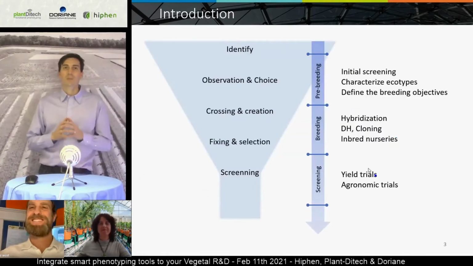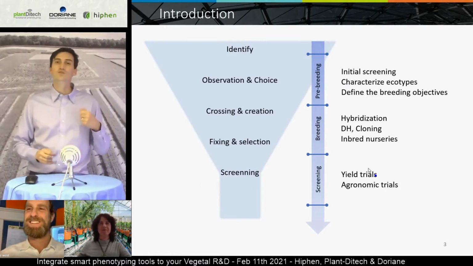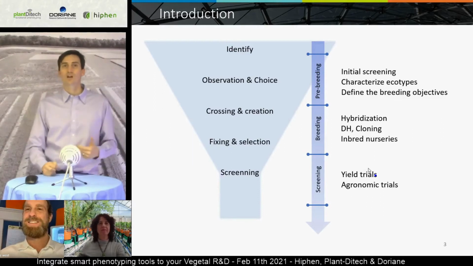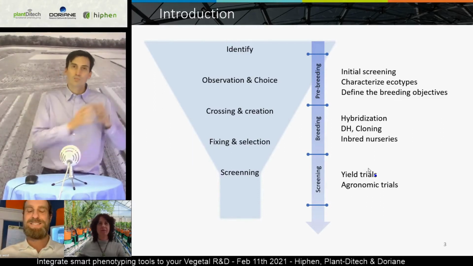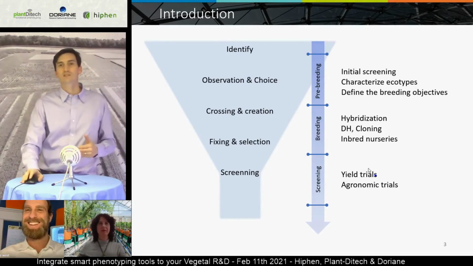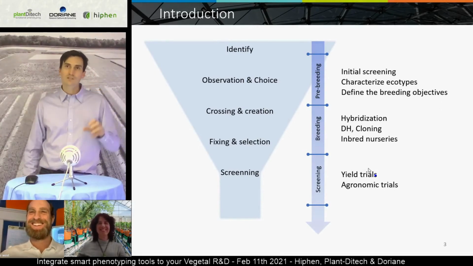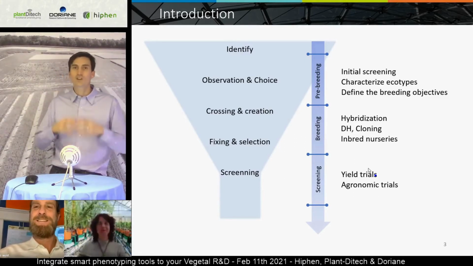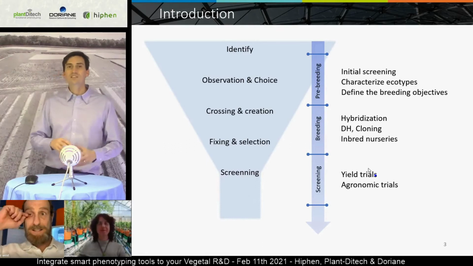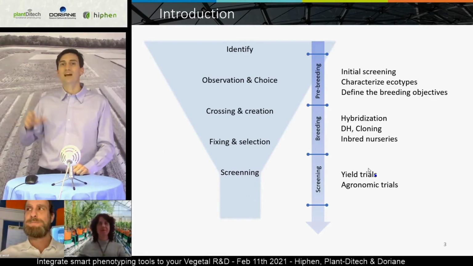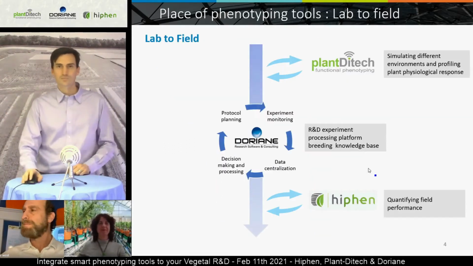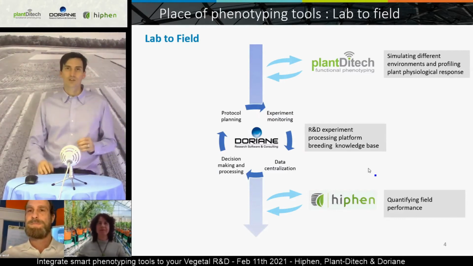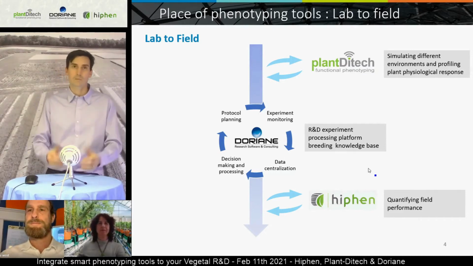You will see how these new phenotyping tools bring new information that enhance and accelerate decision-making at every stage of the breeding program. From pre-breeding with the initial screening of progenies, ecotypes characterization, and the setup of breeding objectives, to breeding itself, hybridization, cloning, inbred nurseries, until the final screening of your varieties in agronomy and variety testing. At each step, phenotyping tools bring useful information to enhance decision in breeding.